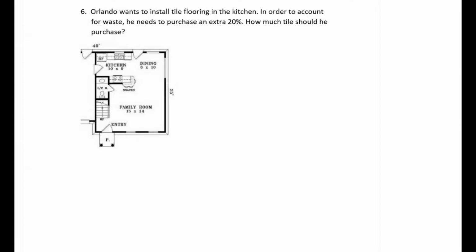Problem 6, Orlando wants to install tile flooring in the kitchen. The kitchen is 10 by 9. In order to account for waste, he needs to purchase an extra 20%. How much tile should he purchase? Well, the first thing I want to do is find the area of the kitchen. Now, we need to purchase an extra 20%.